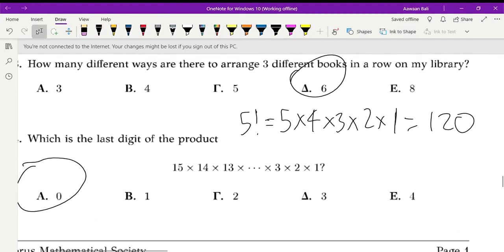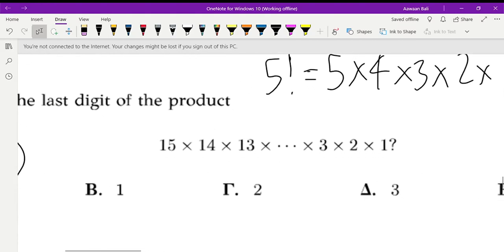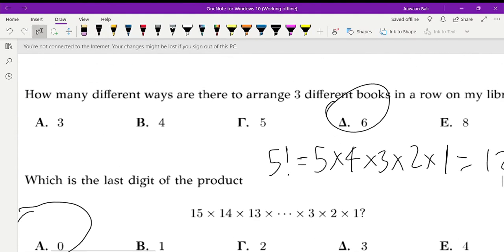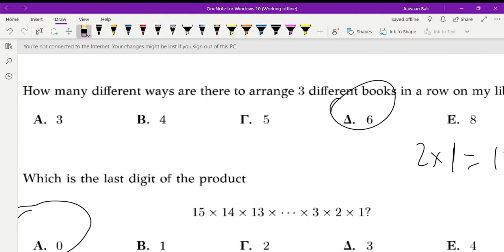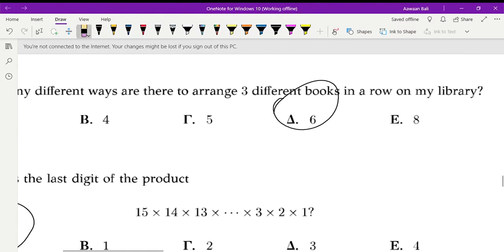Even if we look at the question below, it's 15 times 14 times 13 all the way to 1. That's 15 factorial. So that means that's also a factorial too. It's helpful nowadays in these questions, but it's also helpful in maths too, definitely.